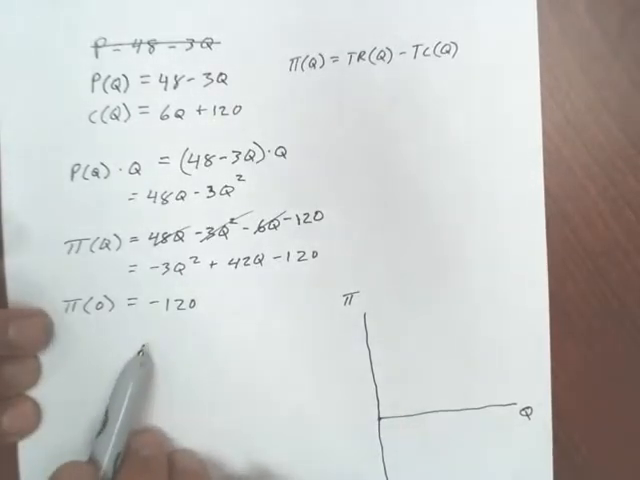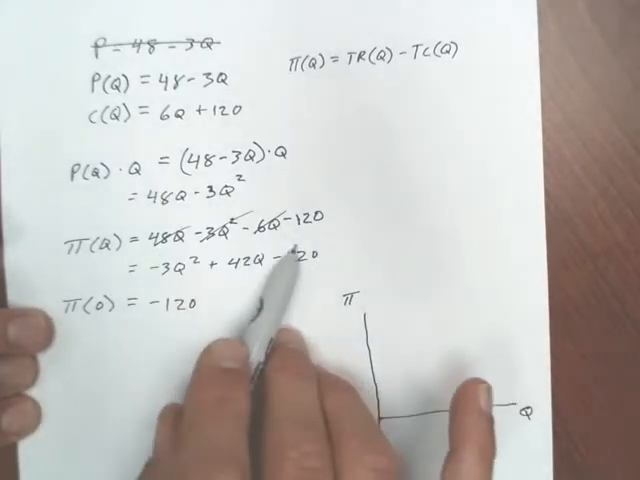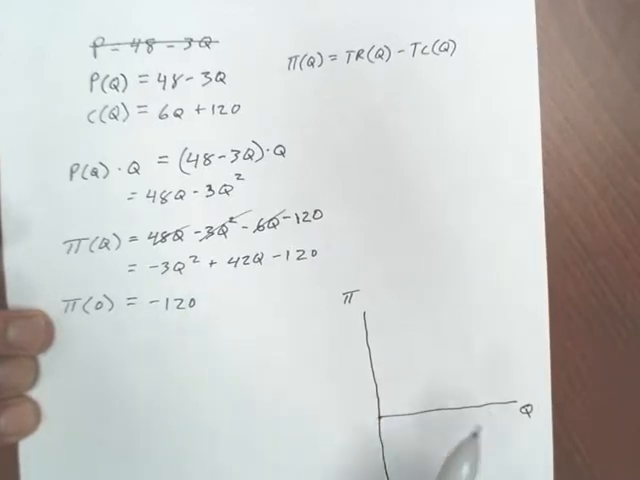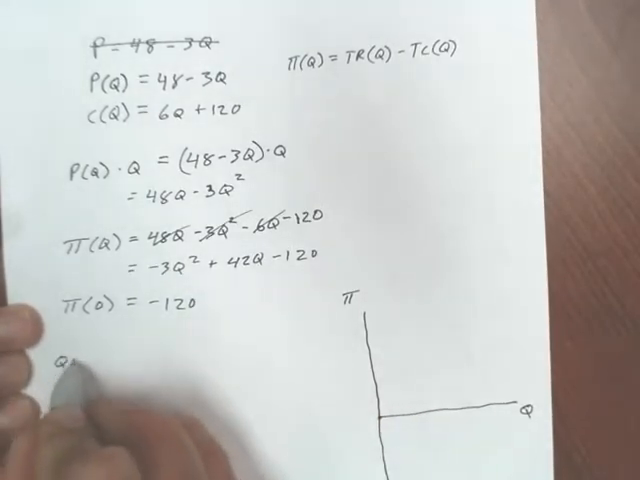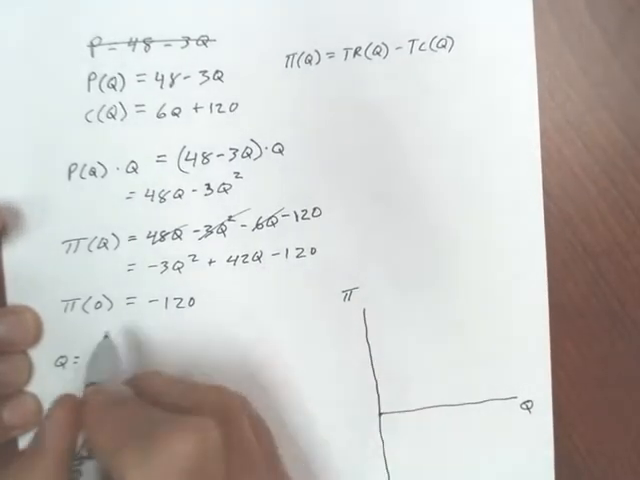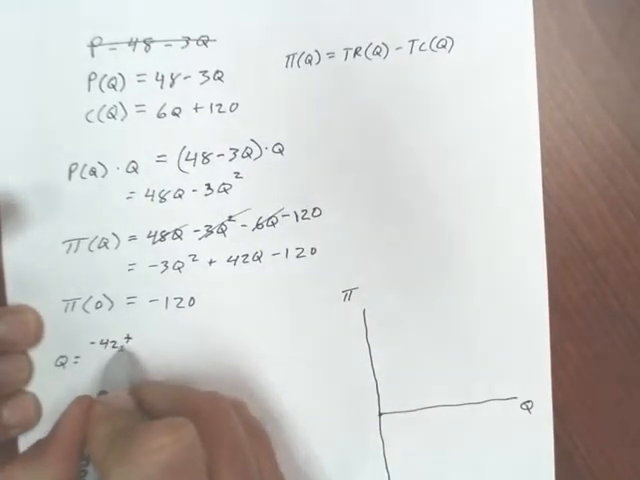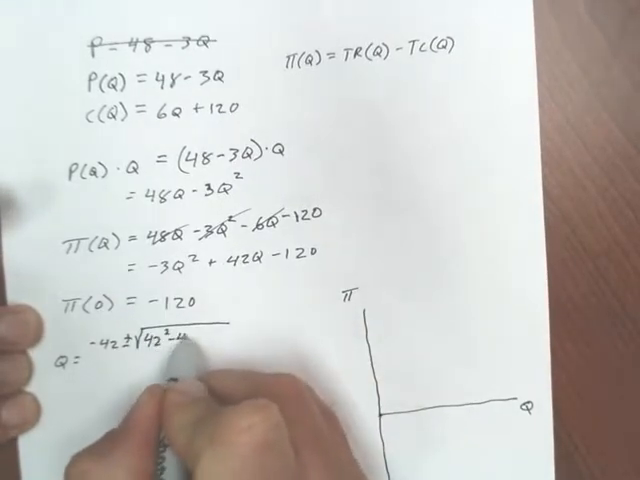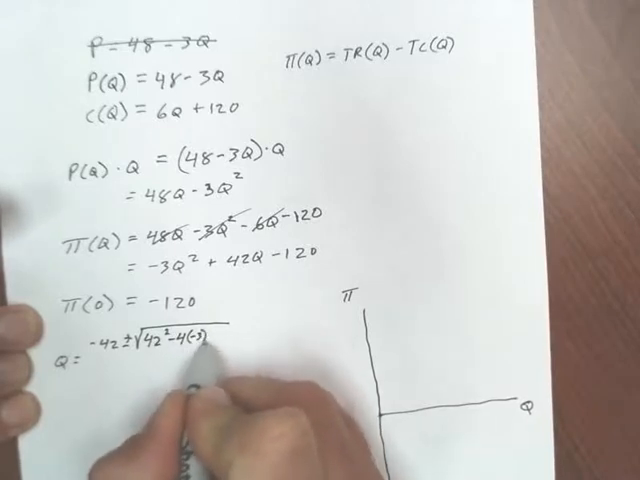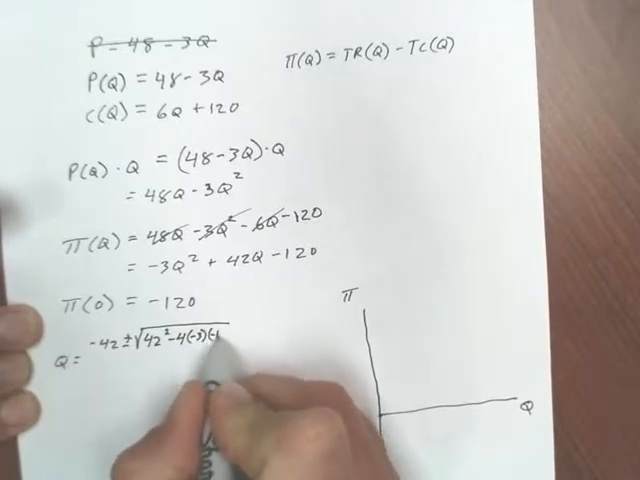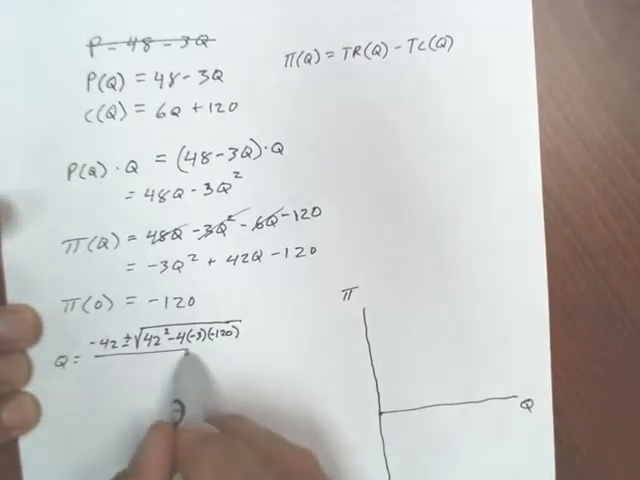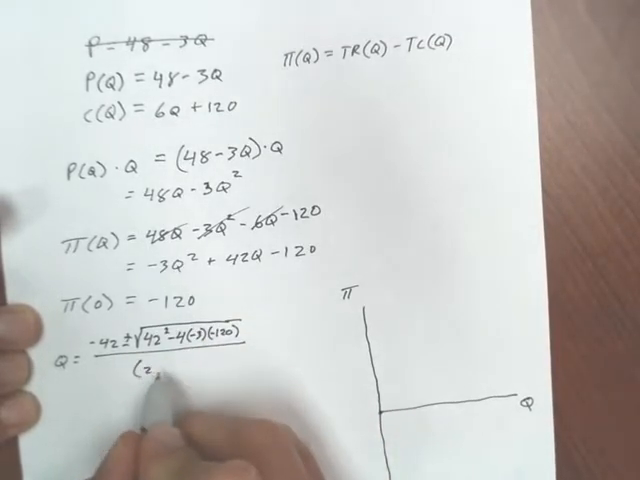Next step, we run this through the quadratic formula, but now we're looking for Q, not X, because we're looking for the Q-intercepts. So Q equals negative B, which would be negative 42, plus or minus the square root of B squared, 42 squared, minus 4 times A, which is negative 3, times C, which is negative 120, all over 2 times negative 3.